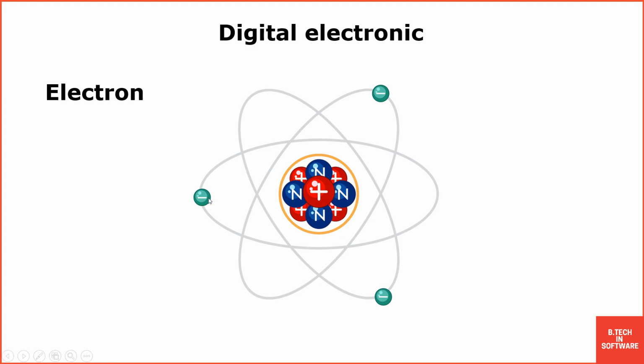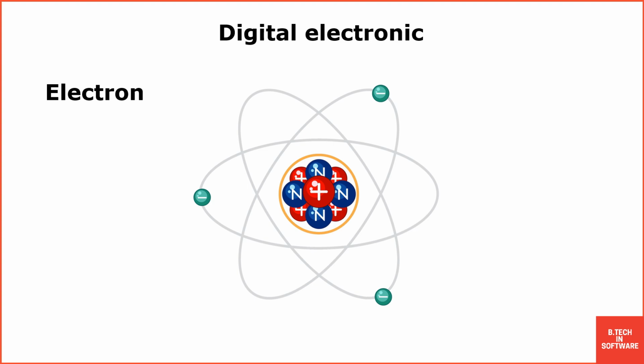The tiny green ones here are known as electrons. Electrons have a negative charge. These electrons are very fast and spin around the nucleus. The path that these electrons spin around the nucleus is known as an energy level or shell. There can be more than one shell in an atom. It depends on the atom. It varies from atom to atom.